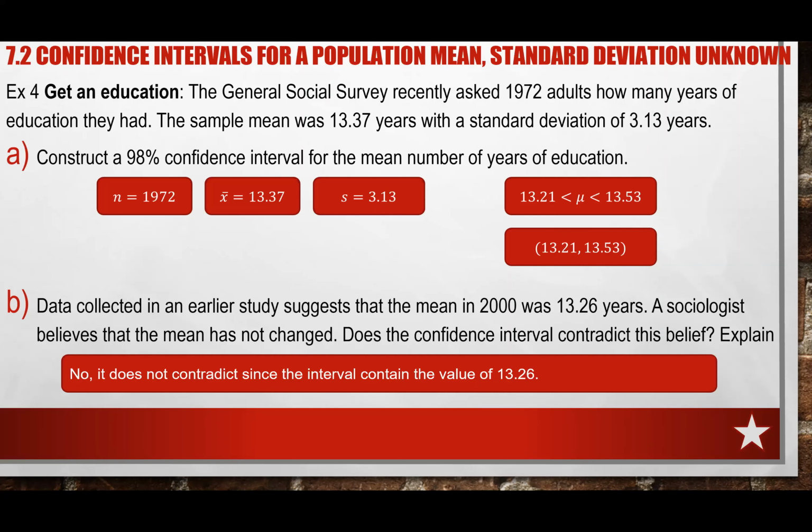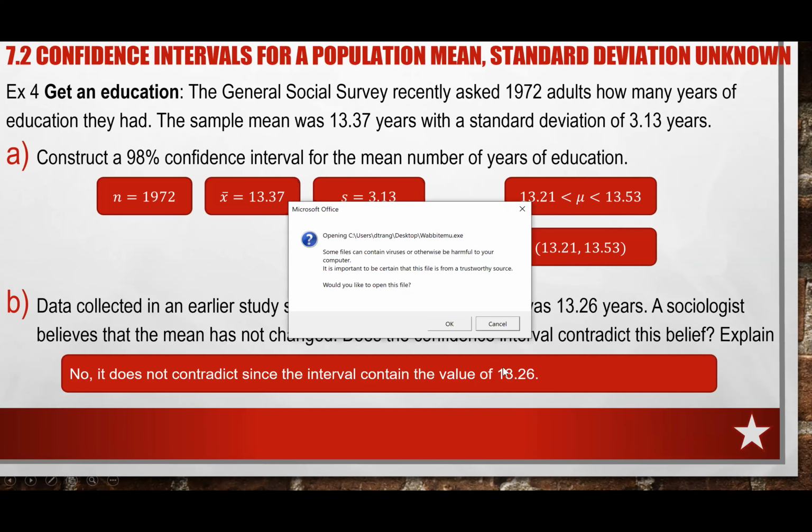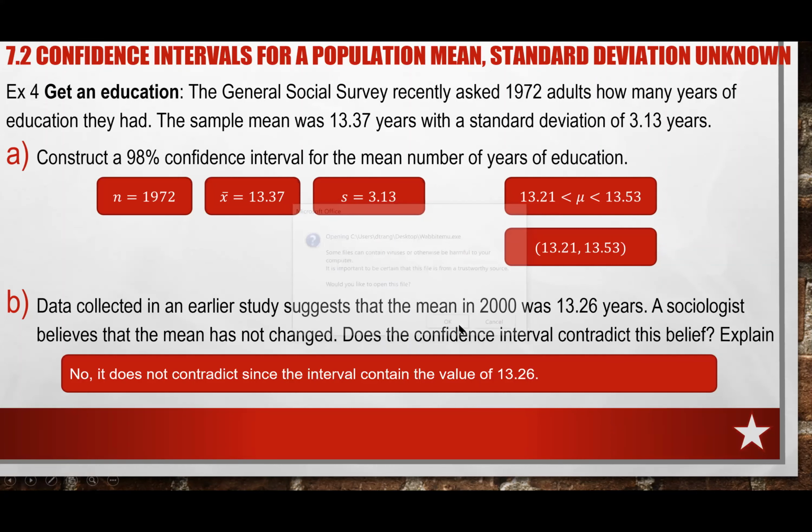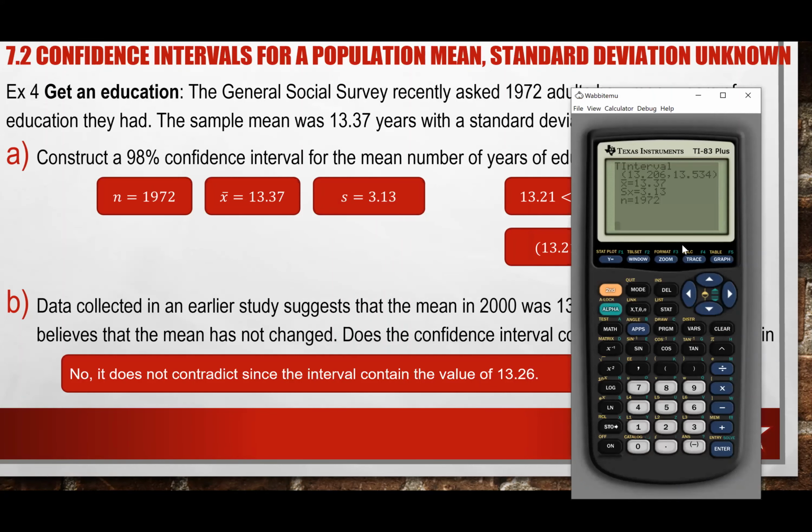Now, here comes one thing. Remember I told you that if we have a lot of data, remember 13.206 and 13.534? In this case we have a lot of data, our data is 1972. Remember last time, they told you that if your N is bigger than 200, we actually use the Z.